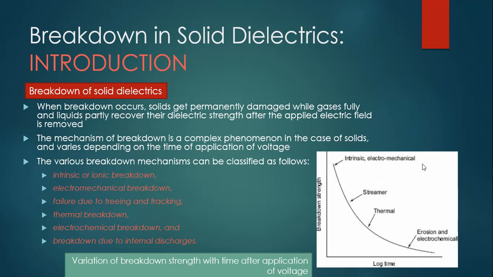Initially, if there is a breakdown, it is basically the intrinsic and electromechanical mechanisms that might cause it, and then the streamer mechanism might cause the breakdown. But slowly as time passes the mechanism changes from intrinsic and electromechanical to streamer to thermal, and at the end it starts getting eroded, and the breakdown occurs due to electrochemical action.